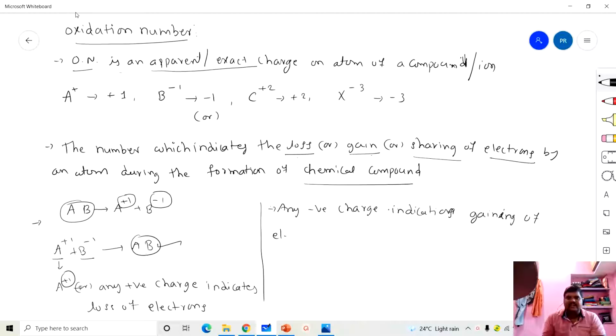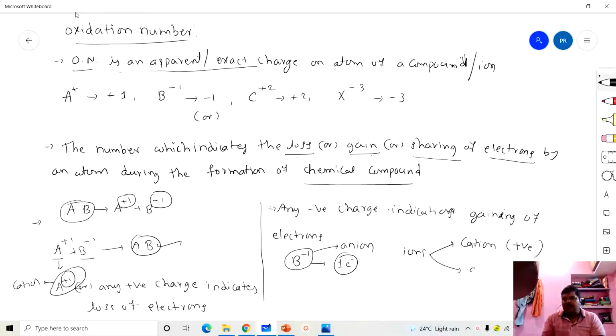Indicates gaining of electrons. So B minus here, -1, in the sense it gained one electron. So this negatively charged species is called an anion. This positively charged species is called a cation. So ions are generally of two types. One is a cation, which is positively charged. Another one is an anion, which is negatively charged.